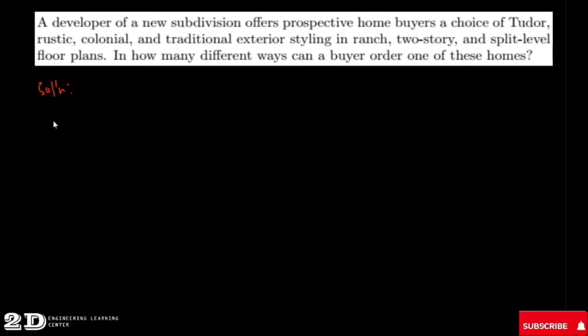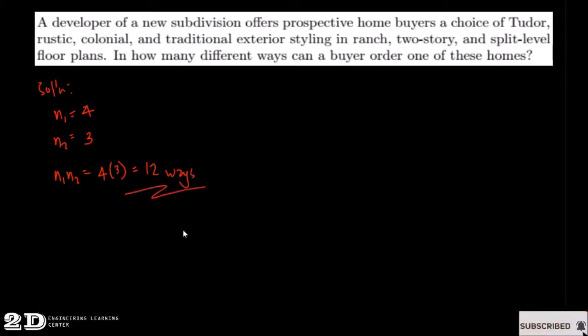So first, our n sub 1 is the number of choices on the style that a buyer could have. So we have Tudor, rustic, colonial, and traditional. This will be 4. The next is the type of building or the type of floor plan. So we have two-story, ranch, and split-level floor plans. So this is 3. So the total number of ways that a buyer could choose is 4 times 3, and this will be equal to 12 ways. And this will be our answer.